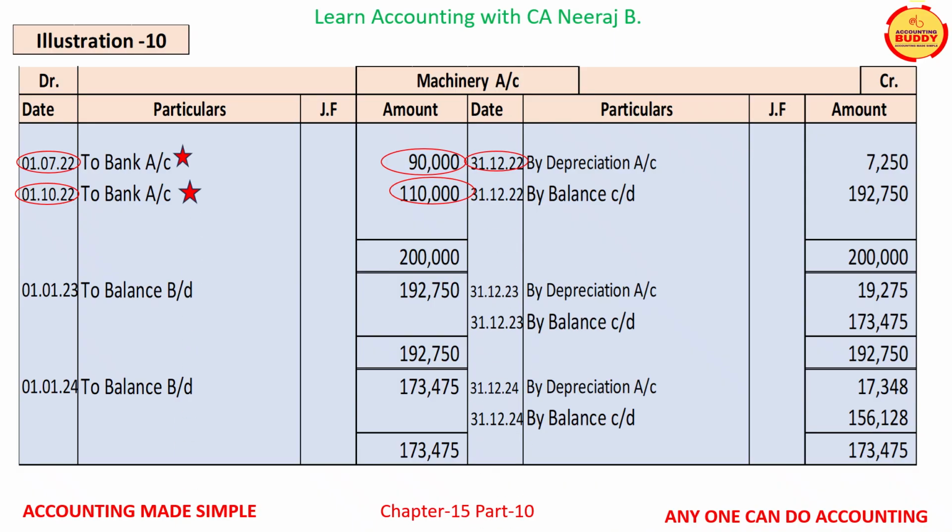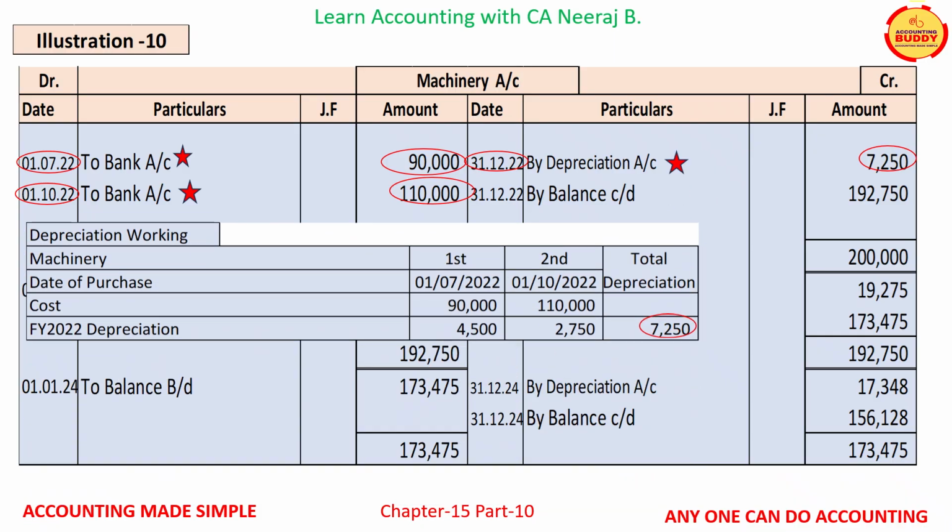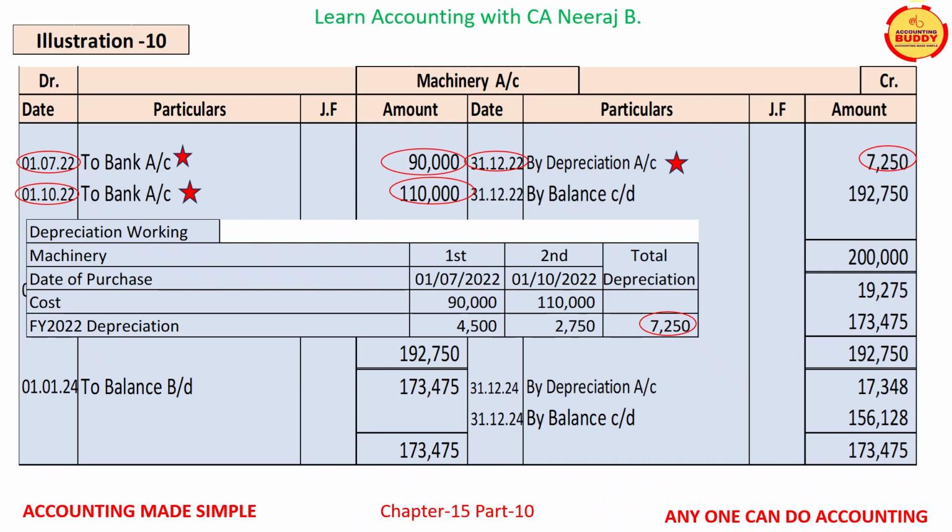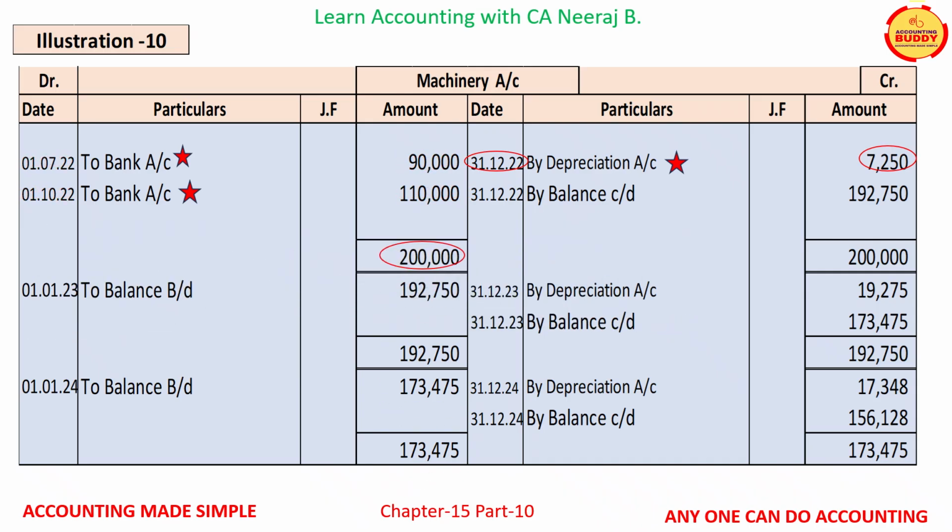On 31st December 2022, $7,250 being the depreciation amount of both the machines is posted on the credit side of the account by writing the words by depreciation account. The calculations are displayed on your screens. Now if from the debit side total of $200,000 credit side transactions are deducted, we are left with a closing balance of $192,750 as on 31st December 2022 and is recorded on the credit side of the account by writing the words by balance carried down.